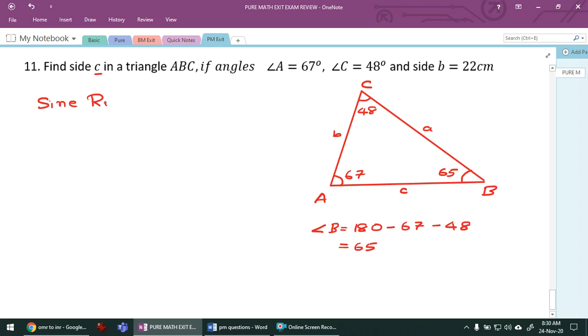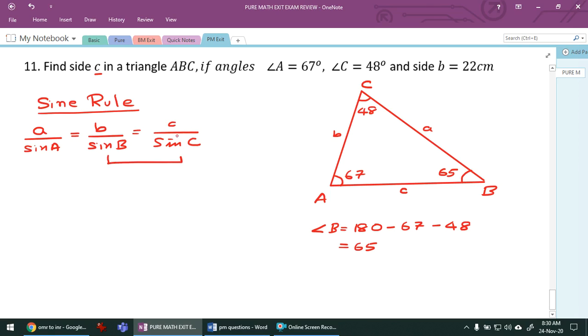What is the sine rule? a by sine A equals b by sine B equals small c by sine capital C. I am taking these two groups because I want the value of c. I don't want any of these. We have to calculate c only. So I am writing again b by sine B equals small c by sine capital C.